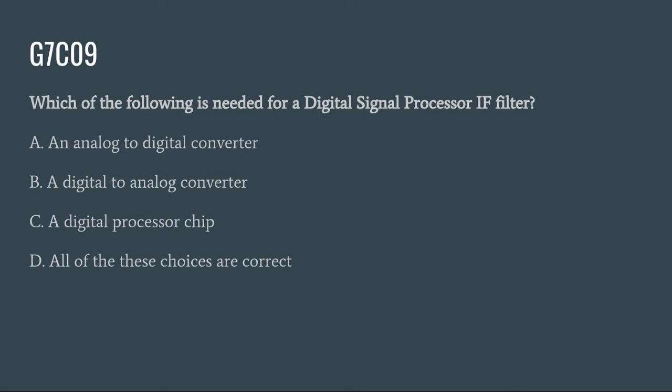G7C09. Which of the following is needed for a digital signal processor IF filter? A. An analog to digital converter. B. A digital to analog converter. C. A digital processor chip. Or D. All of these choices are correct. And D it is. All of these choices are correct.